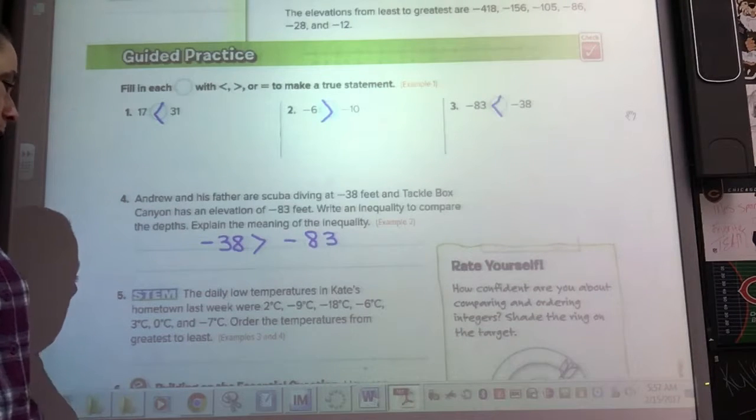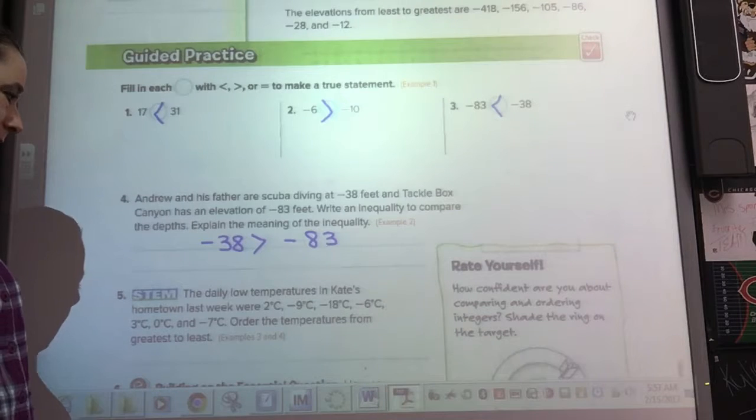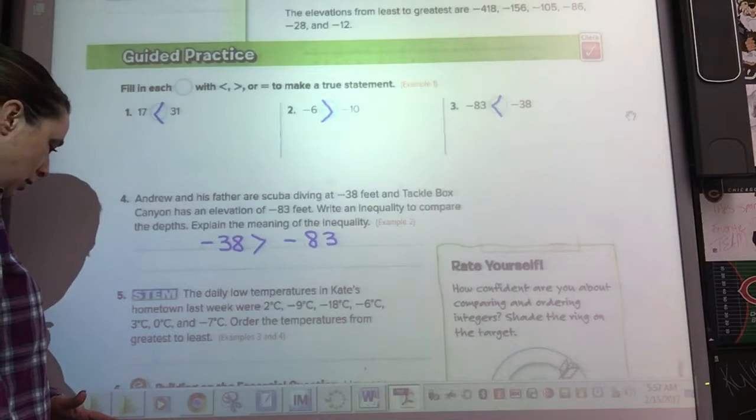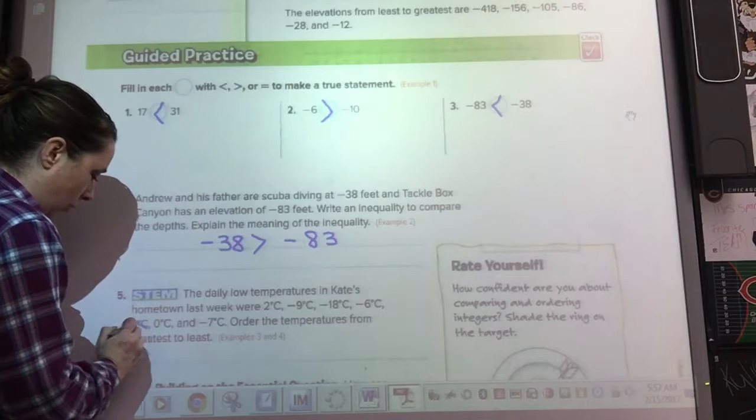All right, the daily low temperatures in Kate's hometown last week were 2 degrees, negative 9, negative 18, negative 6, 3, 0, and negative 7. Order them from greatest to least. So which one is the warmest? The warmest would be 3 degrees, and that is not very warm.